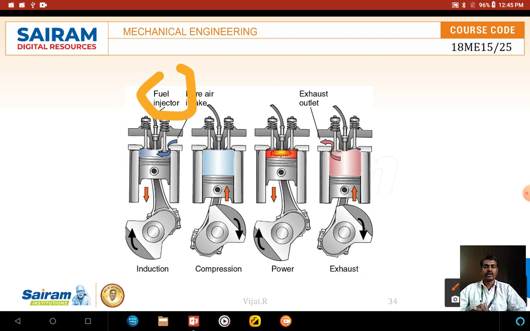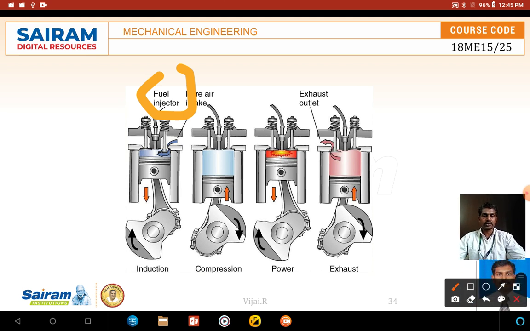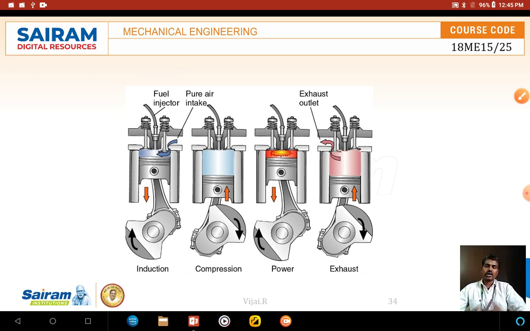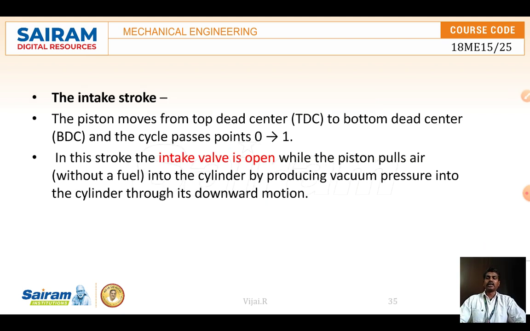Pure air is the intake here, by the movement of the piston from top to bottom. This is called the intake stroke, or the suction stroke. The piston moves from TDC to BDC. The intake valve opens, so the pure air gets into the cylinder. So this is the first one, which is called the suction stroke.